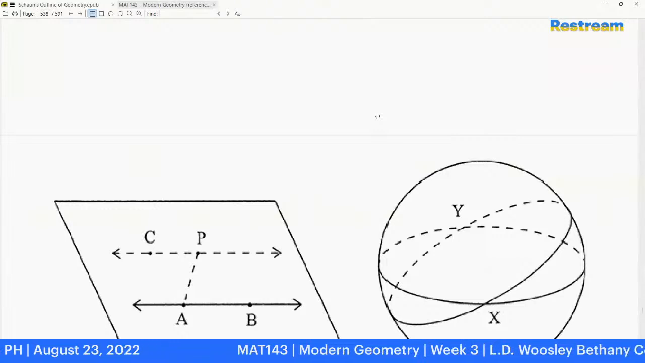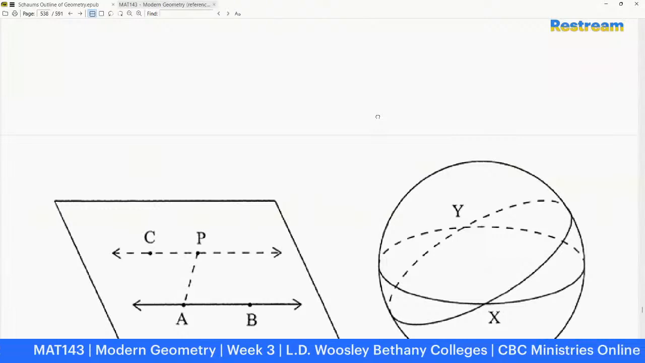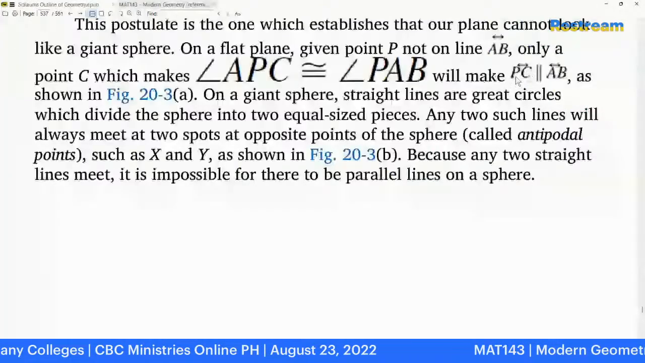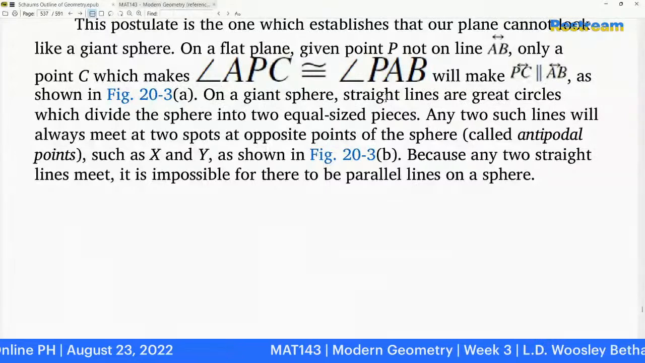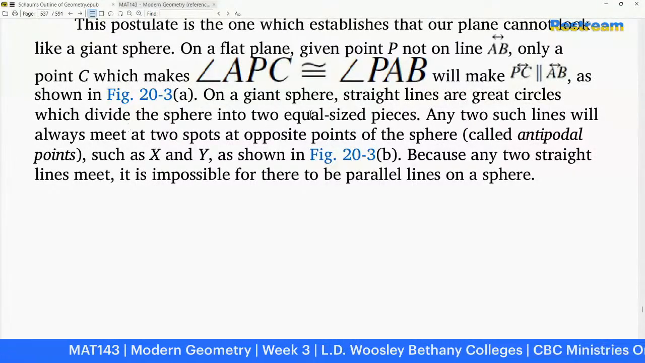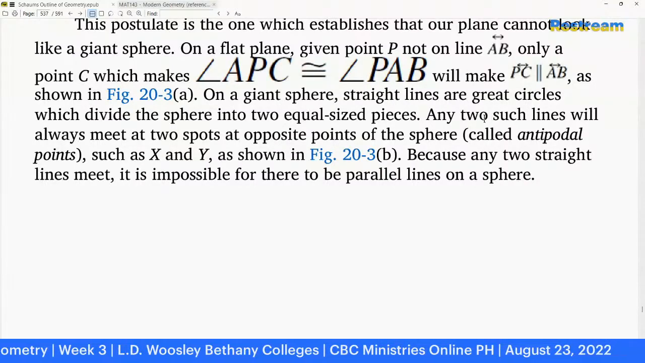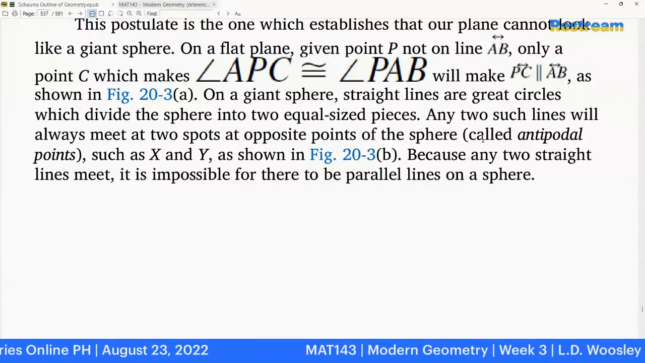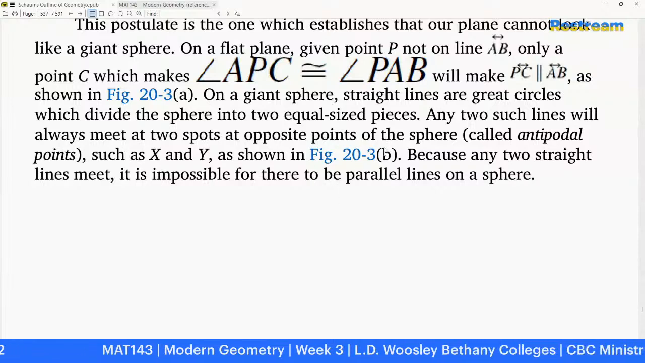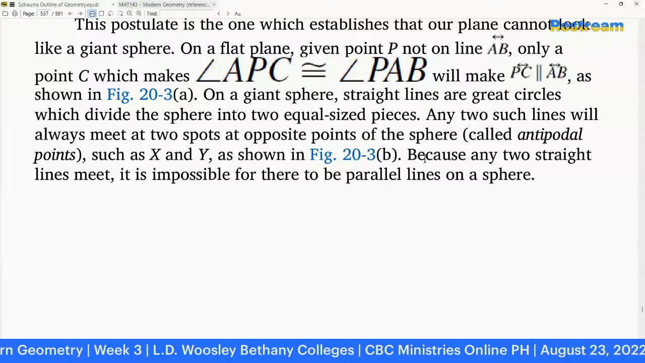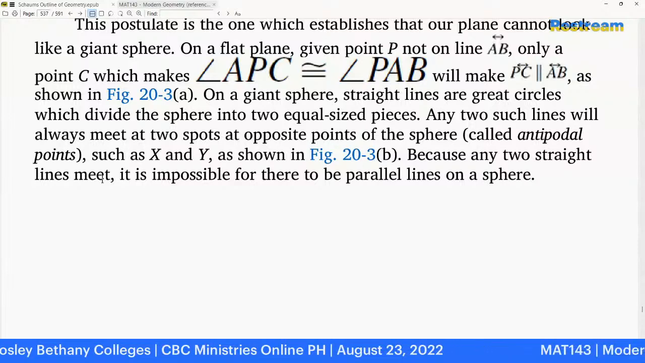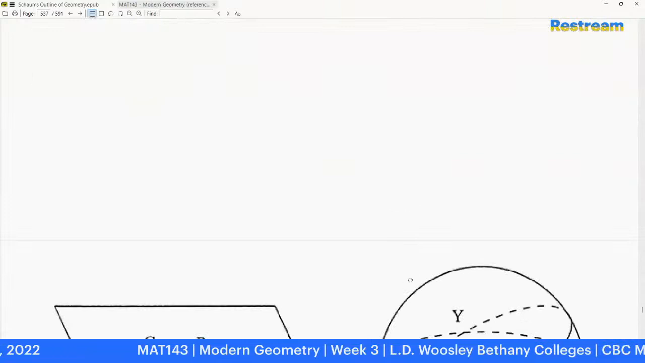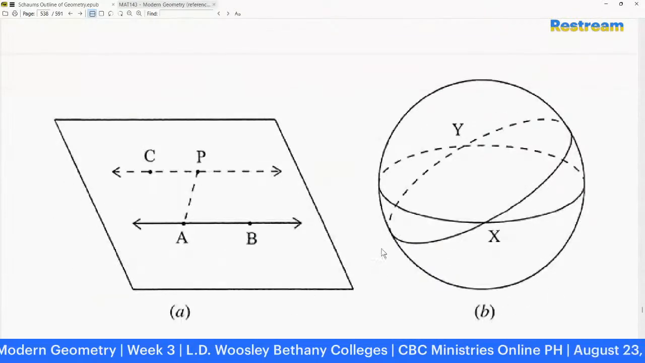So AB is the given line segment, and through P a line is drawn parallel to AB, through C. So PC is parallel to AB, as shown in the figure. On a giant sphere, a straight line is a great circle, which divides the sphere into two equal pieces. Any two such lines will always meet at two spots at opposite points of the sphere, called antipodal points, such as X and Y. Because any two straight lines meet, it is impossible for there to be parallel lines on a sphere.